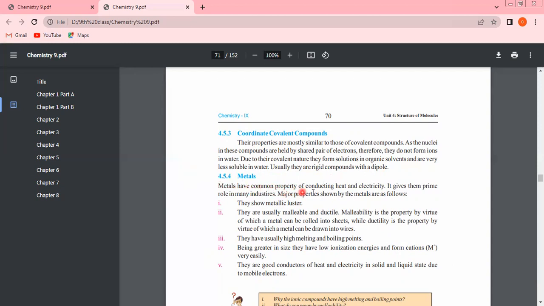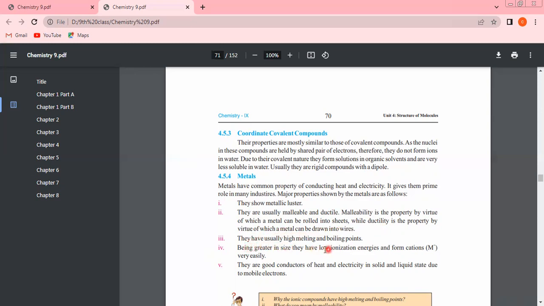Metals have the common property of conducting heat and electricity. It gives them a prime role in many industries. Major properties shown by the metals are as follows. They show metallic luster. They are usually malleable and ductile. Malleability is the property by which a metal can be rolled into sheets, while ductility is the property by virtue of which a metal can be drawn into wires.